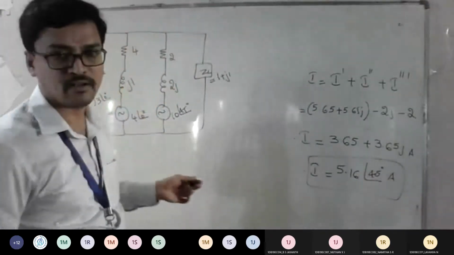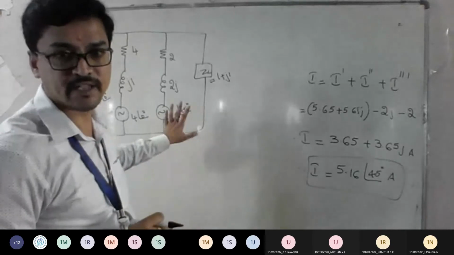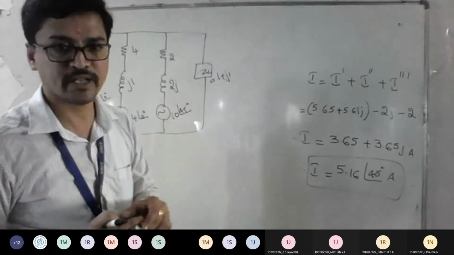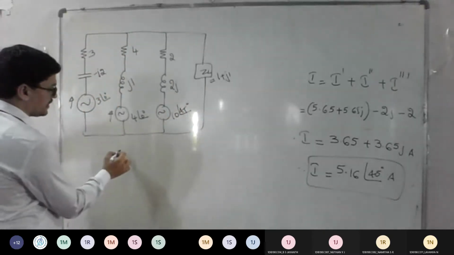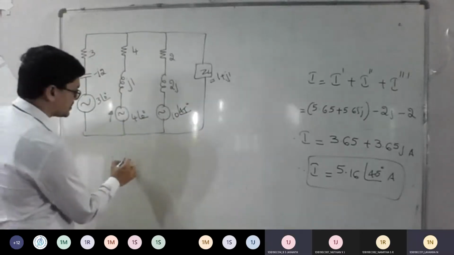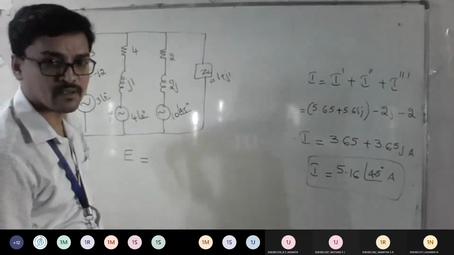Can anyone tell me what is the formula? See, without reading the formula, you can't solve the problem, right? Millman theorem. So whenever the Millman theorem is asked, try to write the generalized formula first. Okay. So what was the formula here? So the Millman theorem, you can find. What is the formula? VM, total impedance is equal to how much?